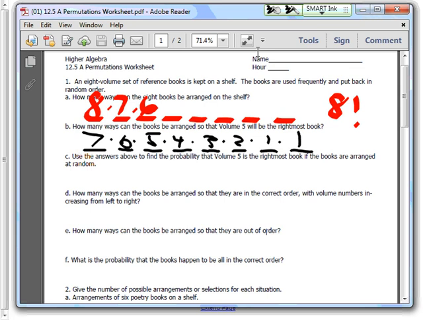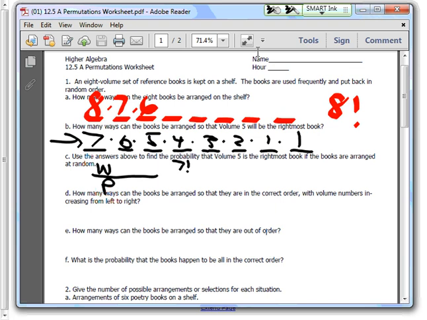Use the answers above to find the probability that volume 5 is the rightmost book if the books are arranged at random. So in other words, you randomly put out the books. And then what's the probability that you actually would get that last book to be the book 5, the volume 5? Well, then what you want, over what's possible, W over P. Of course, they're all like that. What you want is this answer. I don't know, whatever 7 factorial is. I don't know, some big number.